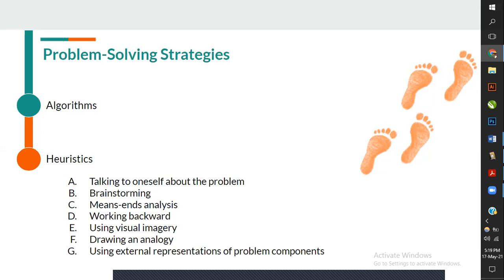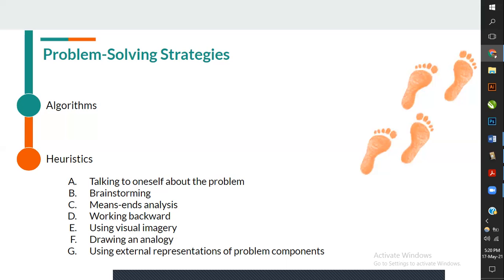Drawing an analogy. And yes, we do this in mathematics a lot. We tend to draw a lot of things there, especially when it comes to graphs or any charts. We tend to draw the things so we can understand better. Using an external representation of the problem's components. It's similar to our previous drawing and visual aids, where we create diagrams, we list the problem's components, or we jot down potential variables to the solutions, right?